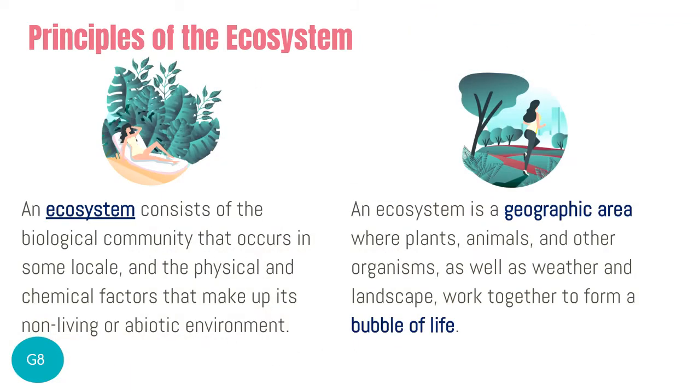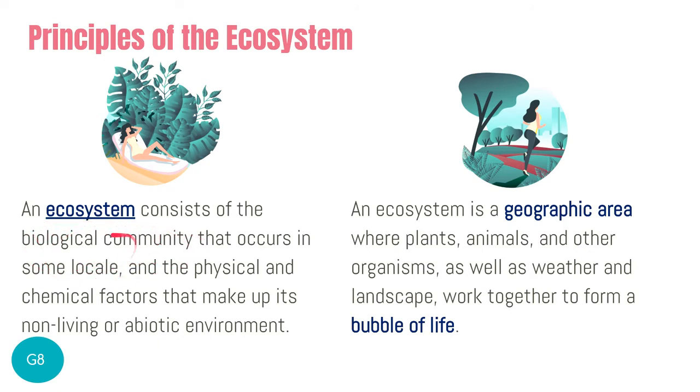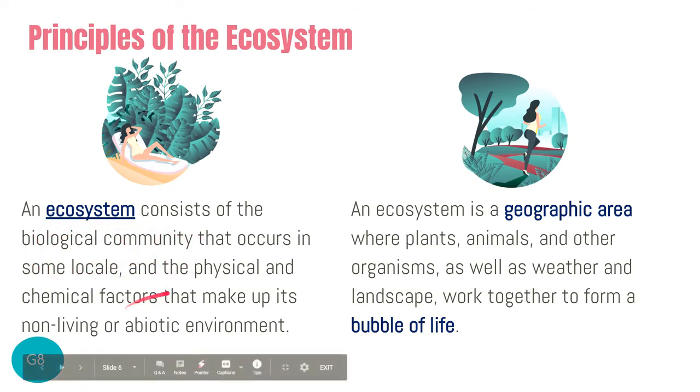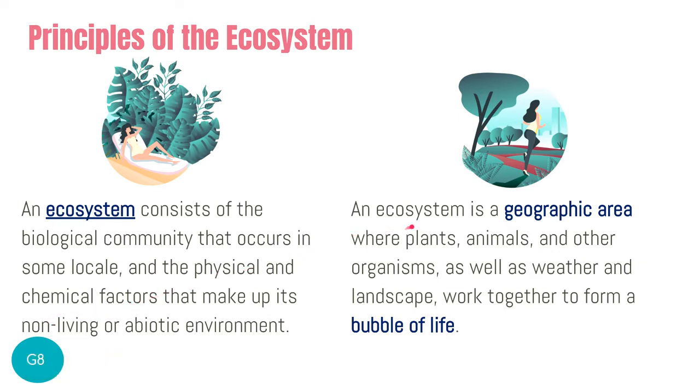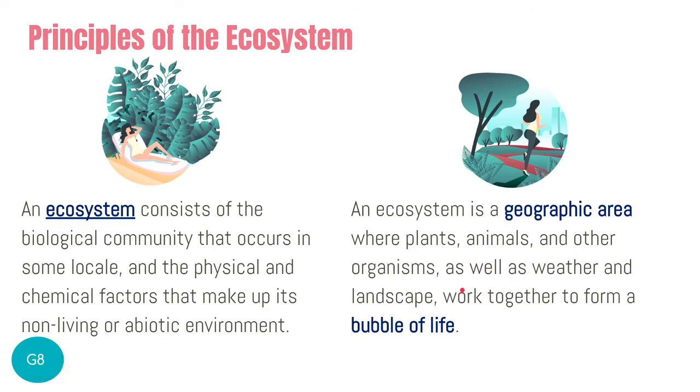So we define an ecosystem as made up of a biological community together with its physical and chemical environment. Okay? So an ecosystem is made up of the living components, the biological community, and its non-living components, the physical and chemical factors. We also define an ecosystem as a geographic area wherein plants, animals, and other organisms, so those are the living factors, together with weather, landscape, and other non-living features, work together to form a bubble of life.